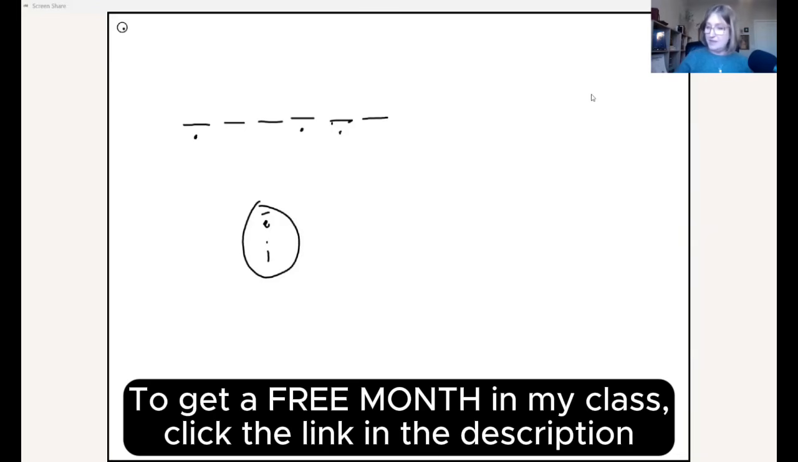And then a C will make its soft sound. Let me scoot that over. A C will sound like an S if the next letter is an E, I, or Y. Okay, are you ready for this little monster? I don't know if I am. Okay, here we go.